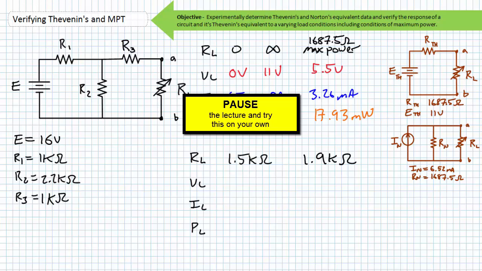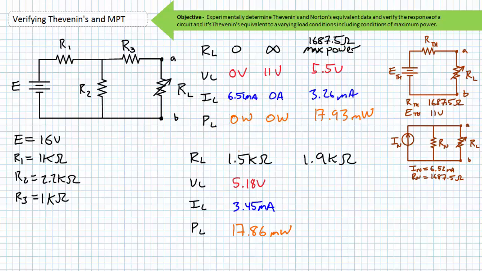Again, I'm asking you to solve for the voltage across, the current through, and the power dissipated by the load resistor only. I don't care about the Thevenin's or Norton's equivalent resistor or the whole circuit. All I want to know is the voltage across, the current through, and the power dissipated by the load resistor only. If you're tracking, you should have obtained the following values.